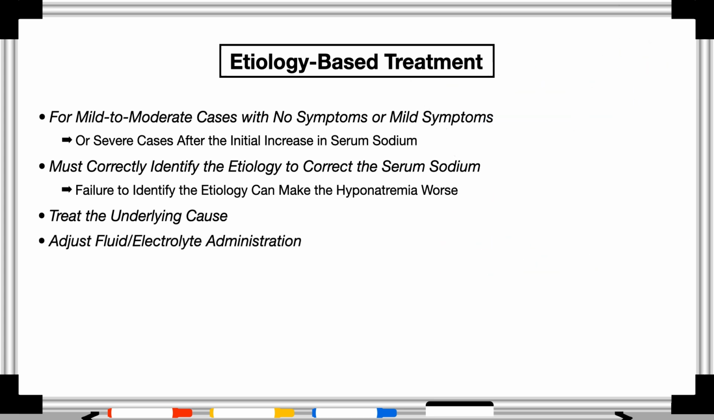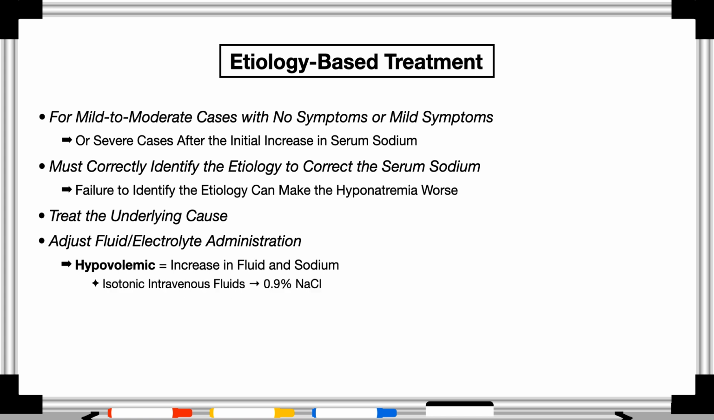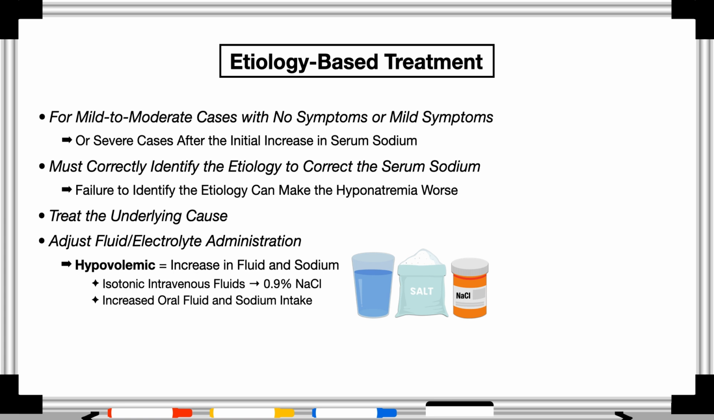Generally, though, changes to fluid and electrolyte administration will also be needed to help bring the serum sodium level back to within the normal range. Patients with hypovolemic hyponatremia require an increase in fluid and sodium. That typically takes the form of an isotonic intravenous fluid, like a 0.9% sodium chloride solution. Still, in some situations, it may just include increased oral fluid intake with an emphasis on high salt foods and beverages or the provision of salt tablets.